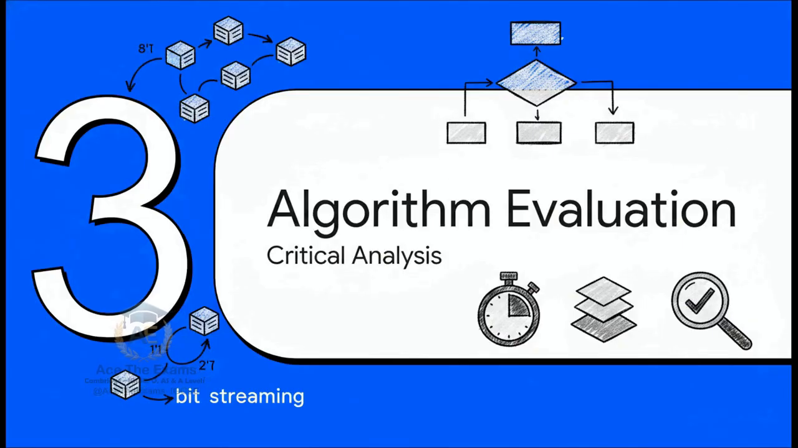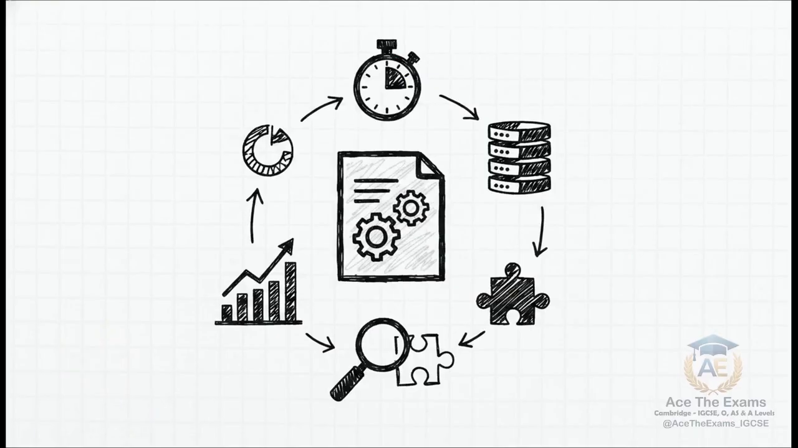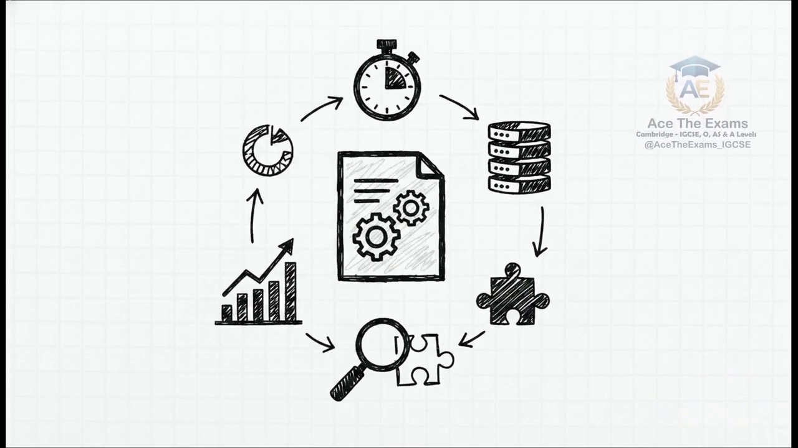Let's move to our third section. How do we evaluate the quality of an algorithm implementation? Higher-order assessment objectives demand that you don't just write an algorithm, but that you deeply, critically evaluate it. When looking at algorithms related to data streaming, you absolutely must evaluate 4 critical elements: time complexity, space complexity, edge cases, and the overall effect on performance.